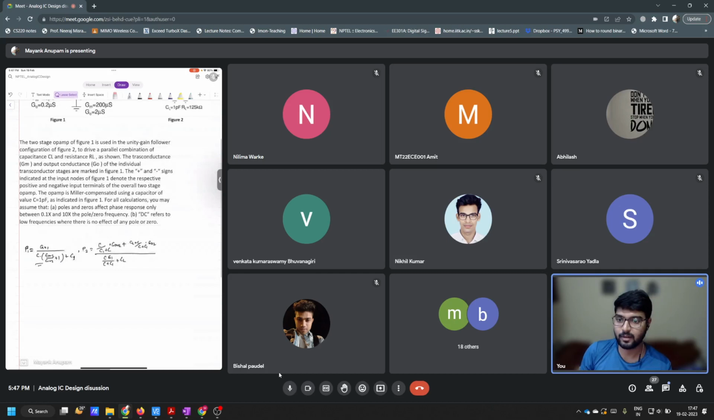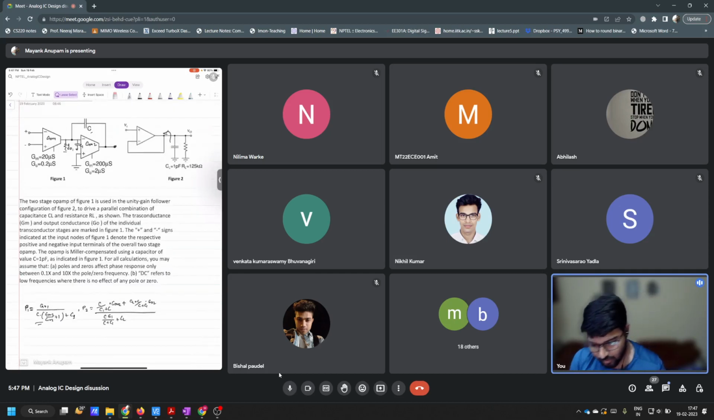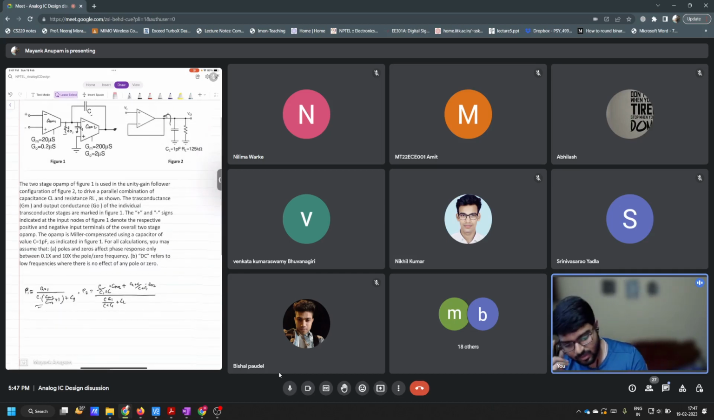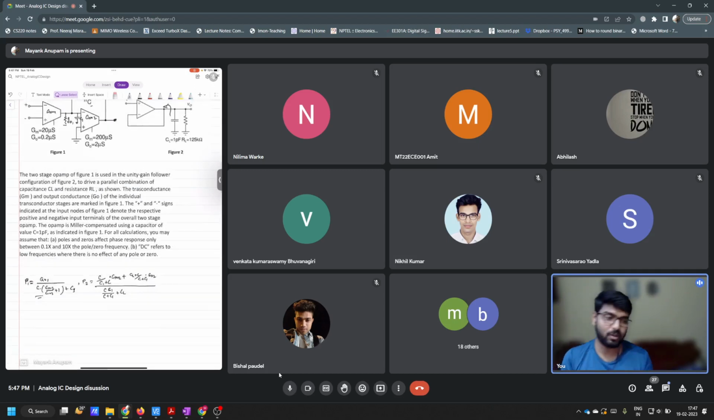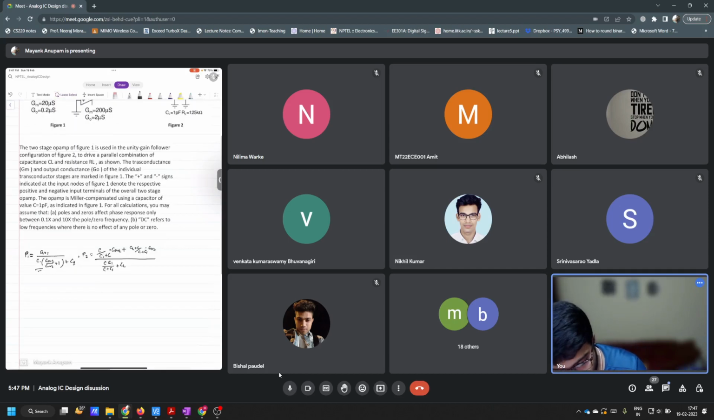Now, when you do the calculations here, and if you see that the pole locations P1 and P2 are much farther apart, then you can assume a lot of things. You can assume that the profile will be something of this kind. You can assume that the loop gain profile will be like this. And after this, P2 hits. This is UGB, this is your P1, and this is your P2.